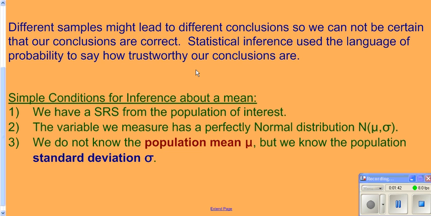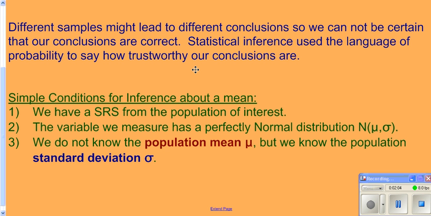Now, when we're dealing with inferential statistics, we're really going to be using probability. We're going to say the probability of something happening is such, or we're going to say the probability that your mean is between these two numbers is, say, 95%.